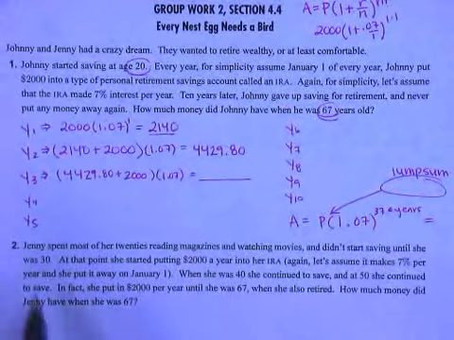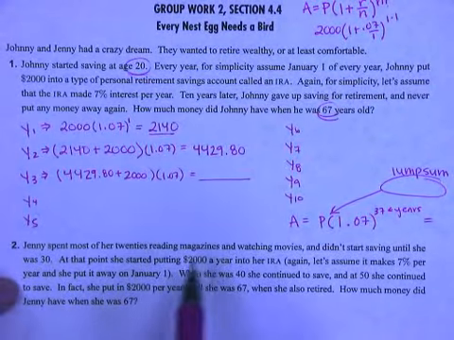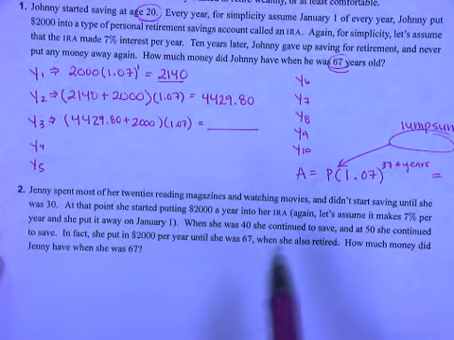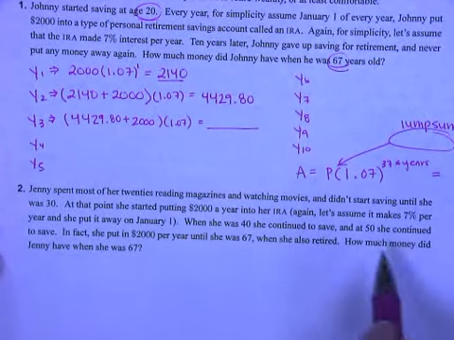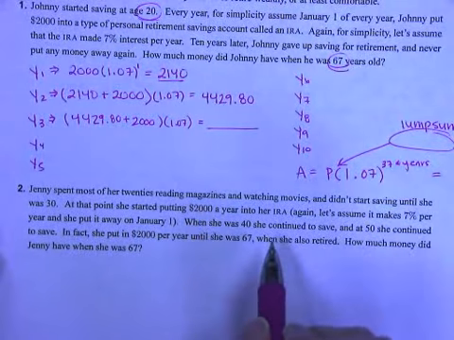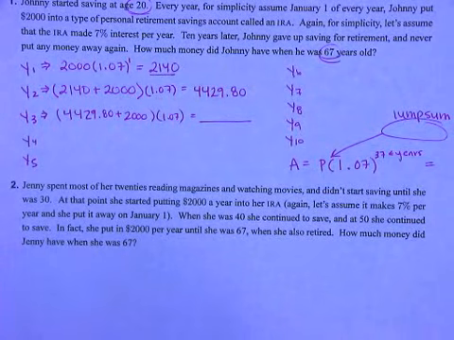And then Jenny on number 2 does a little bit different. She waits to start putting her $2,000 in, and then she has to do it every year until she turns 67. So here, you're going to do the same thing that you're doing in number 1, but I think for a few more years. Now, if you're clever, there are ways to use your calculator to help you out, to make this a little less repetitive.